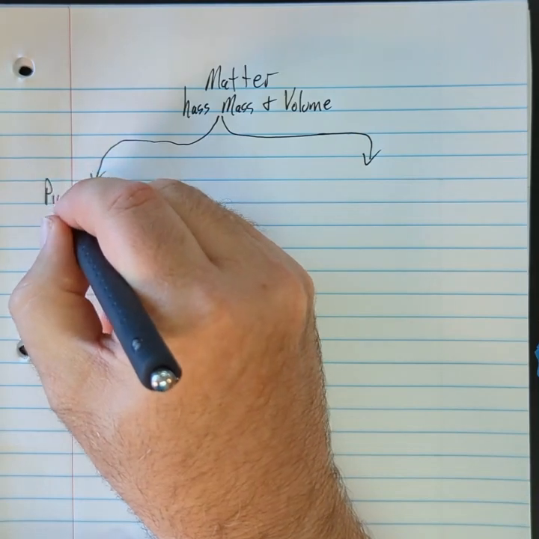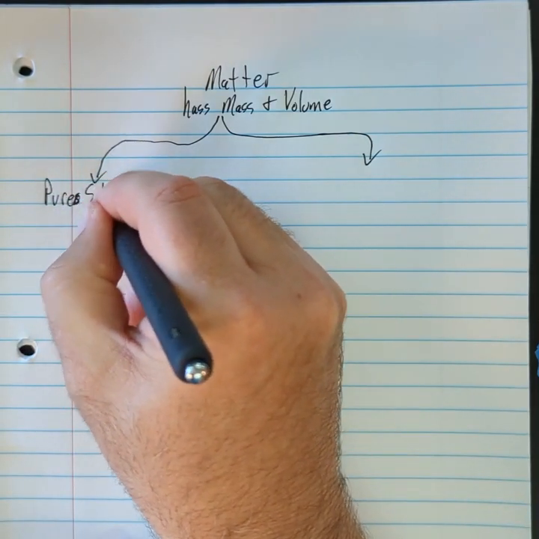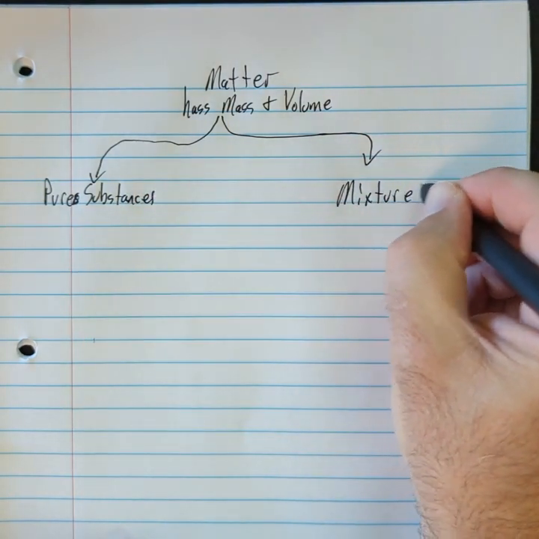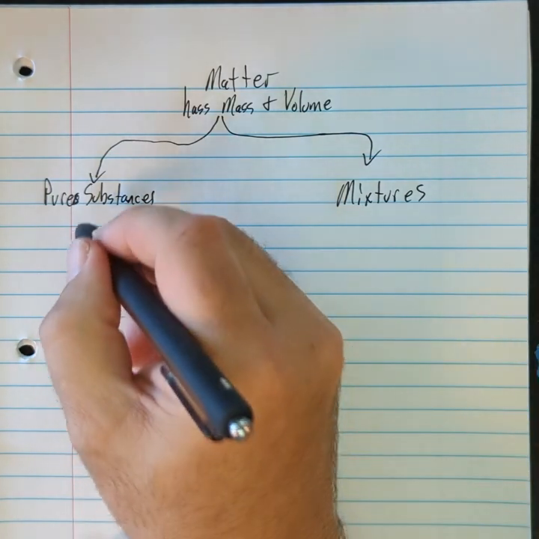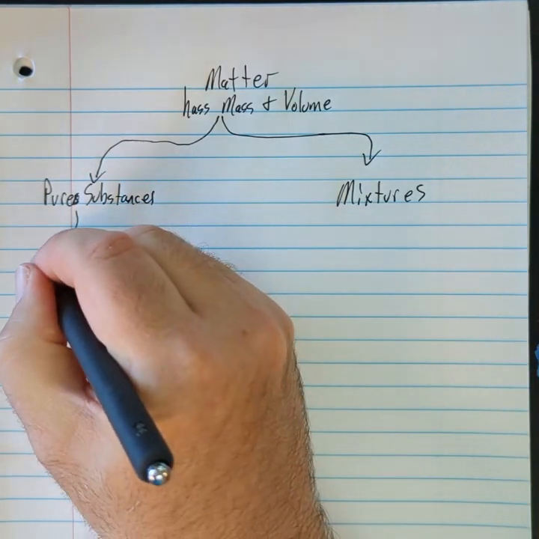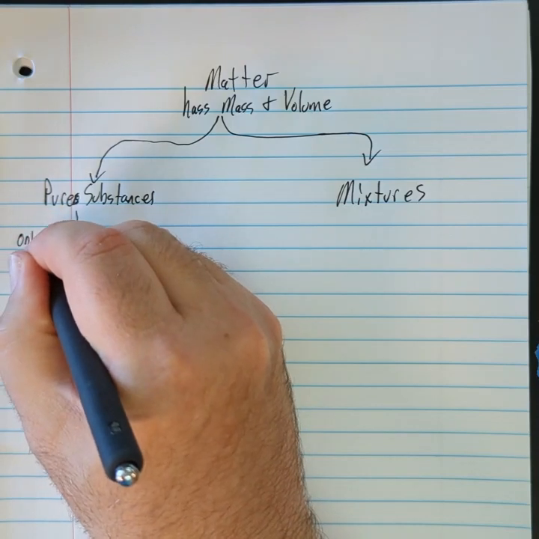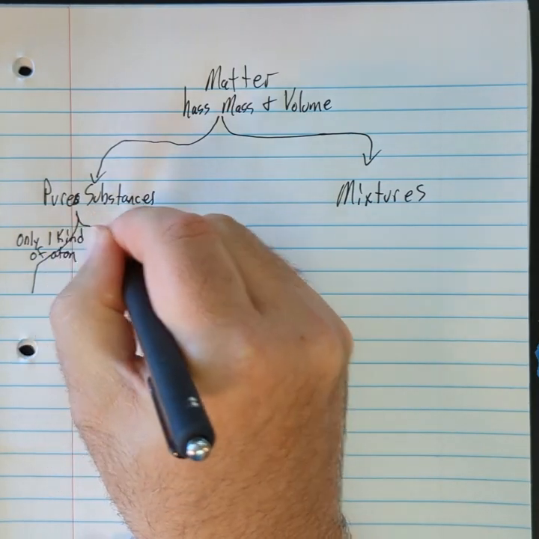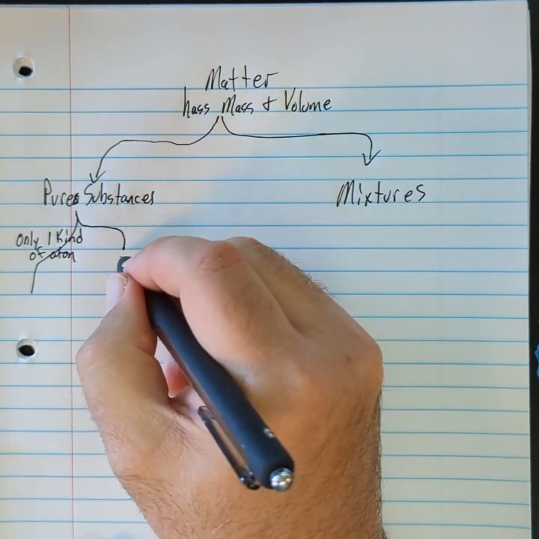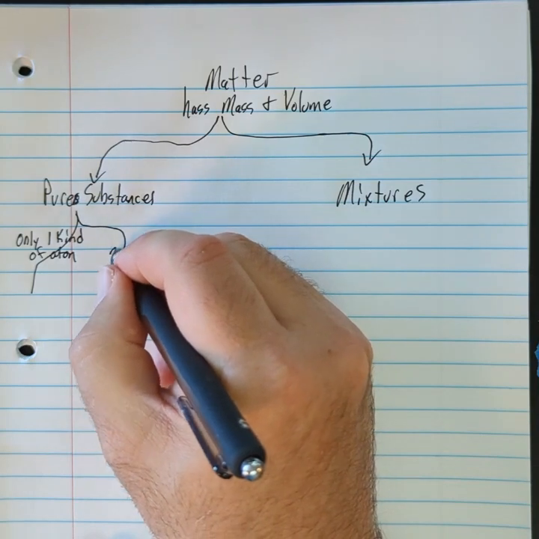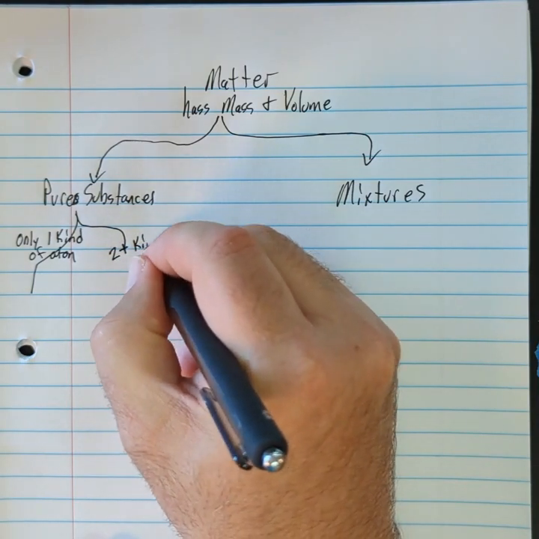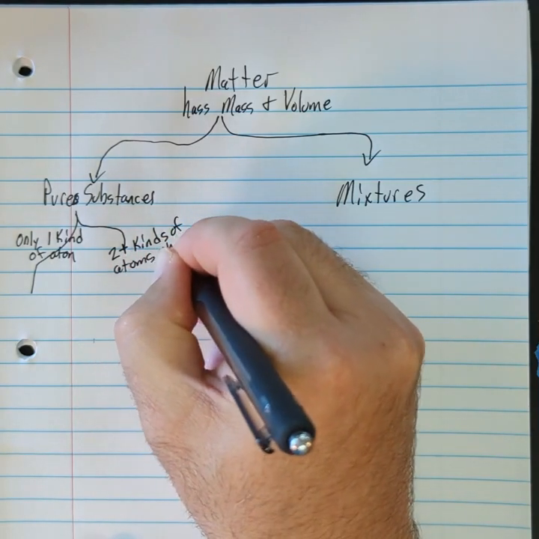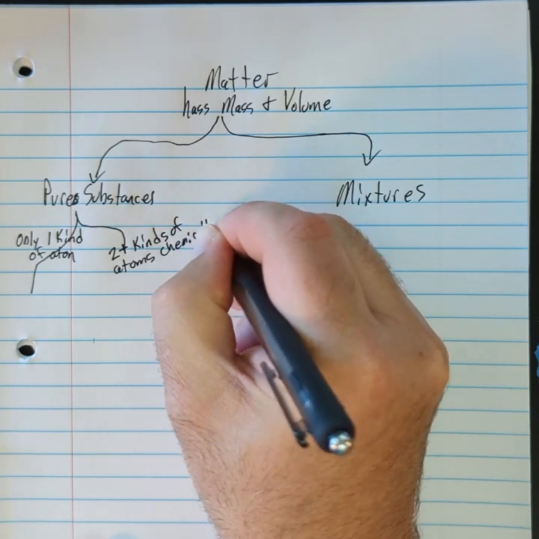We have pure substances and mixtures. Now, the pure substances can either have only one kind of atom, or it can have two or more kinds of atoms chemically, and that's a key word here, chemically bonded.